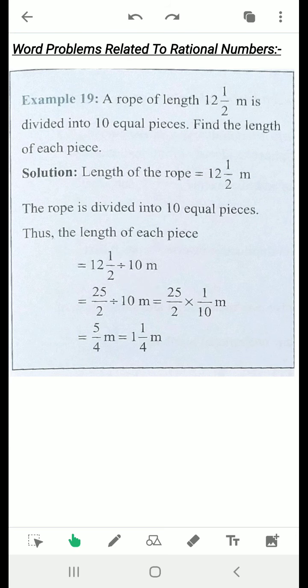12.5 divided by 10, that will be 25 upon 2 divided by 10, and then divide is converted into multiply, as you know how to divide two rational numbers. So 10 is changed into the multiply, and this 10 will be reciprocal 1 upon 10. So after that you get the length of each piece will be 1 upon 4 meter. Okay, 1 upon 4 meters. So in this question you have to simply divide.